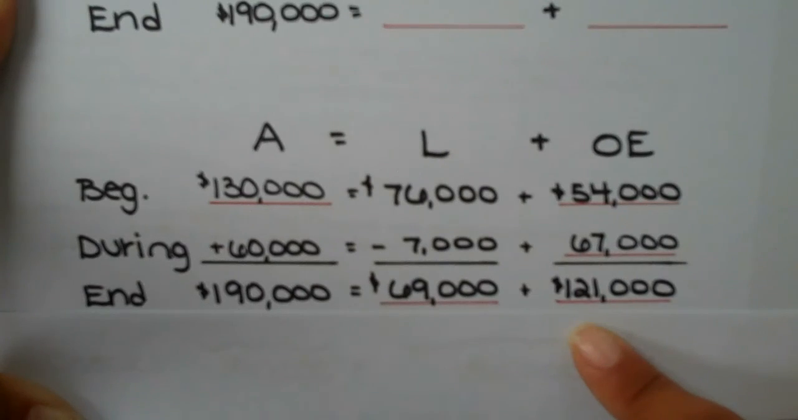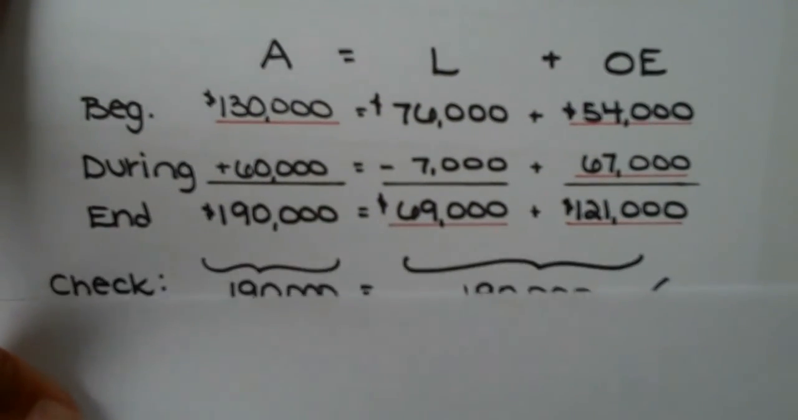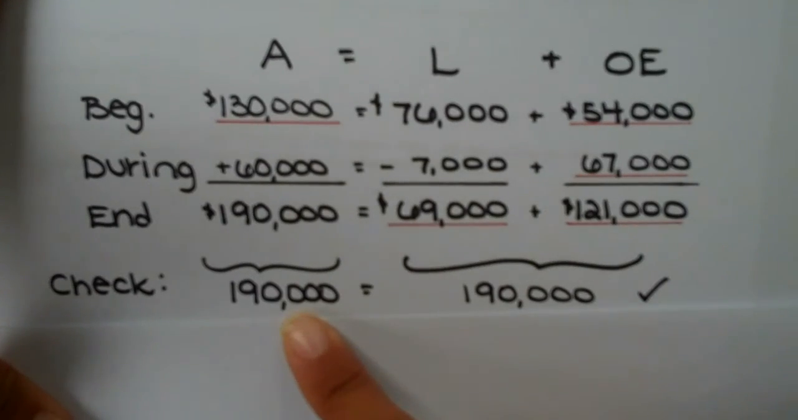And remember, you're not done yet. Do your check to make sure your accounting equation is still in balance. So we'll do our check, adding up everything on the left-hand side, comparing it to everything on the right-hand side. The numbers should be equal. If they are, you're good, and you're in balance.